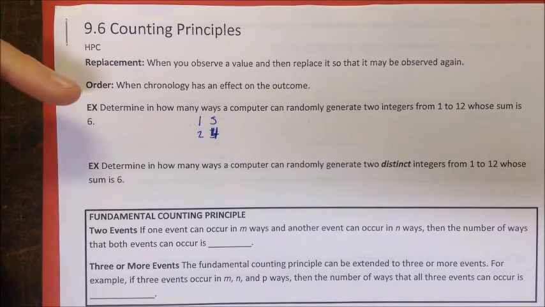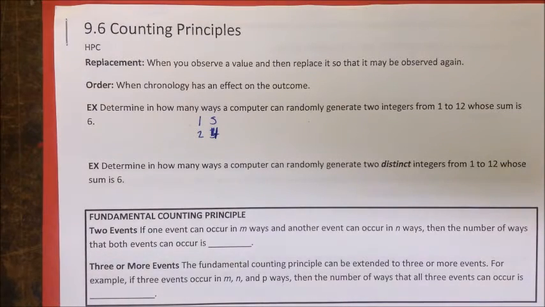The other one, order, is an even bigger one and the most important one of today's lesson. Order is when chronology has an effect on the outcome. That means you might be interested in having something occur first, or maybe you might be more interested in having it occur last. If that comes into play, that means order is important. That's not going to be something that's just given to you. You're going to have to decide if order is important given the context of the situation. Let's take a look at a couple of example problems.